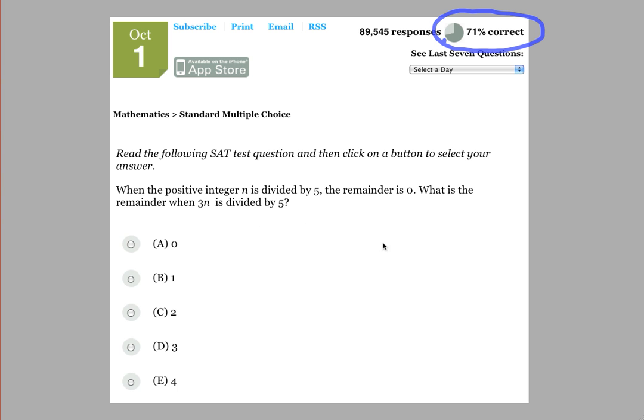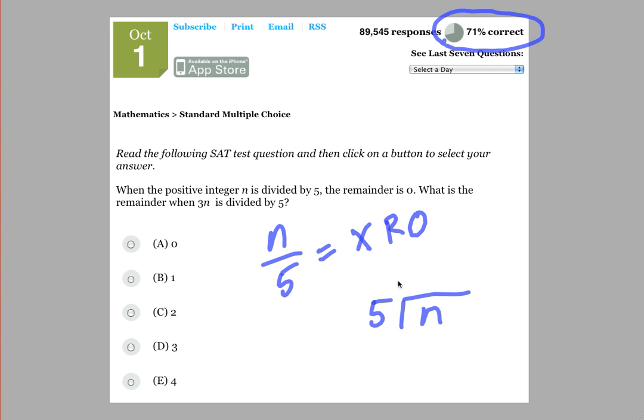Okay, so basically, when we divide n by 5, the answer is something with a remainder of 0. Another way to look at that is to write it the old-fashioned way, like this, back from the days when you used to do long division to try to figure out the remainder. So there's some number in here that I get a remainder of 0.